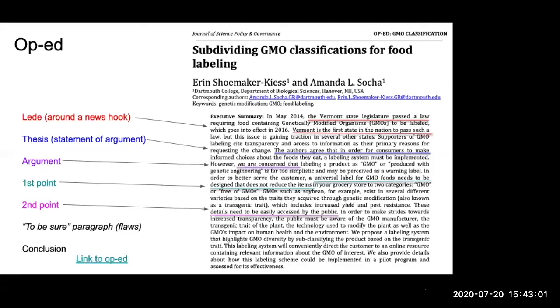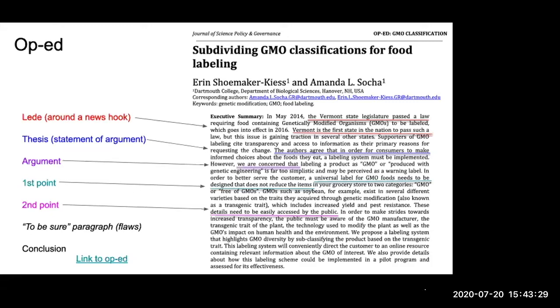The thesis, which is a statement of argument, is essentially you're saying what your argument is, which is either explicit or implied. So it's saying the authors agree that in order for consumers to make informed choices, there needs to be a labeling system. The argument follows that we are concerned that labeling is too simplistic, etc. And then you unpack the argument going through point 1, 2, 3, etc.